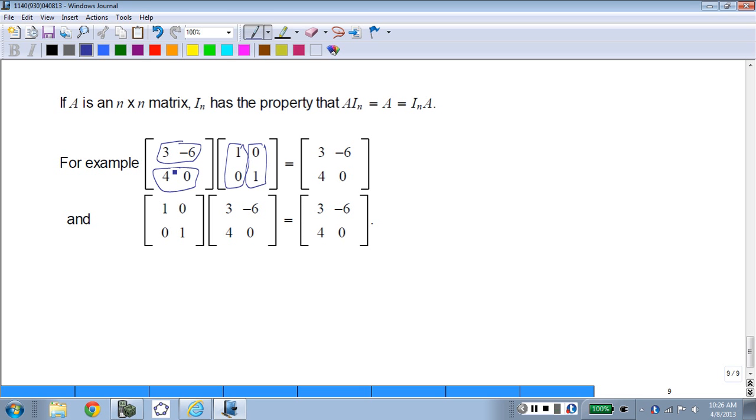If I reverse the order, you can check it. Take the identity matrix, multiply by a 2 by 2 matrix. It's like multiplying by 1. You get the matrix you started with. So the identity matrix will commute with other matrices of the same order.